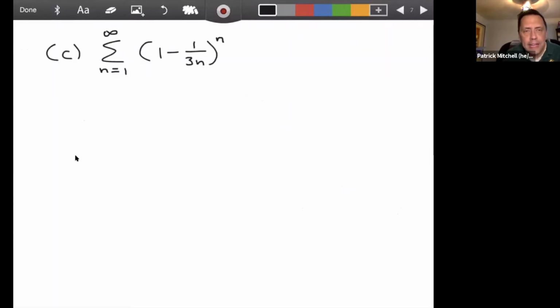All right, letter C, the sum n going from 1 to infinity of the nth power of 1 minus 1 over 3n. All right, this, it turns out, is a good candidate for the nth term test. The nth term test is a good one to try when you think that the limit of the nth term might not be 0. And remember, that's the only situation where the nth term test works.